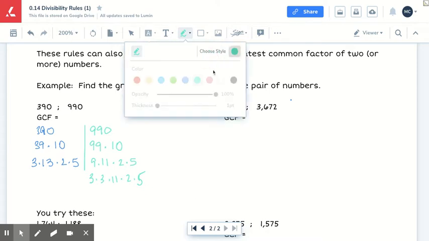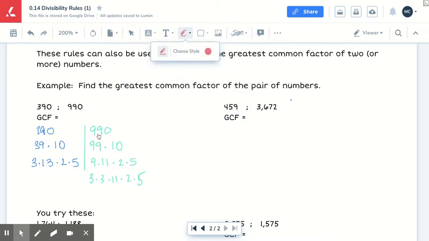Okay, now for the greatest common factor for these two numbers, I need all of the factors that they have in common, and as many of them as they have in common. So if I see a 3 over here, and there's also a 3 over there, then I can write down a 3 for my greatest common factor. I'm going to do that for each of the factors in one of the numbers.